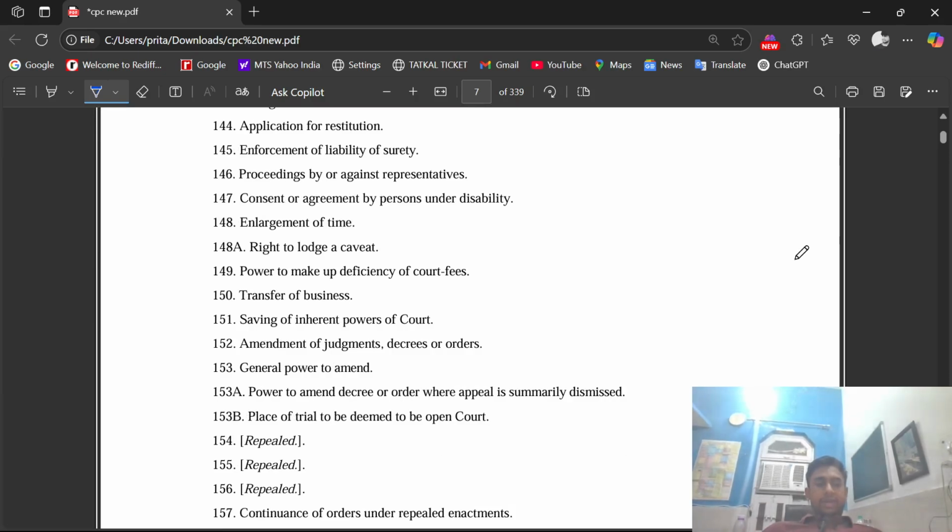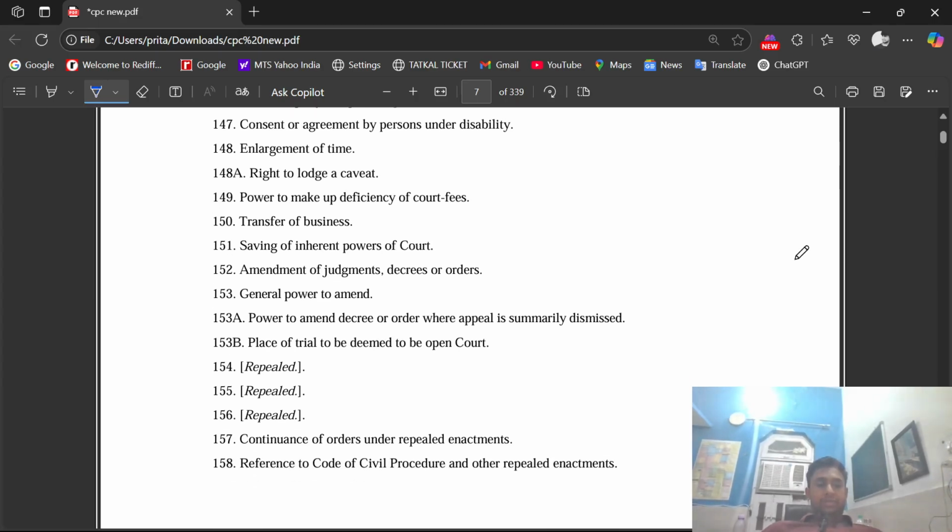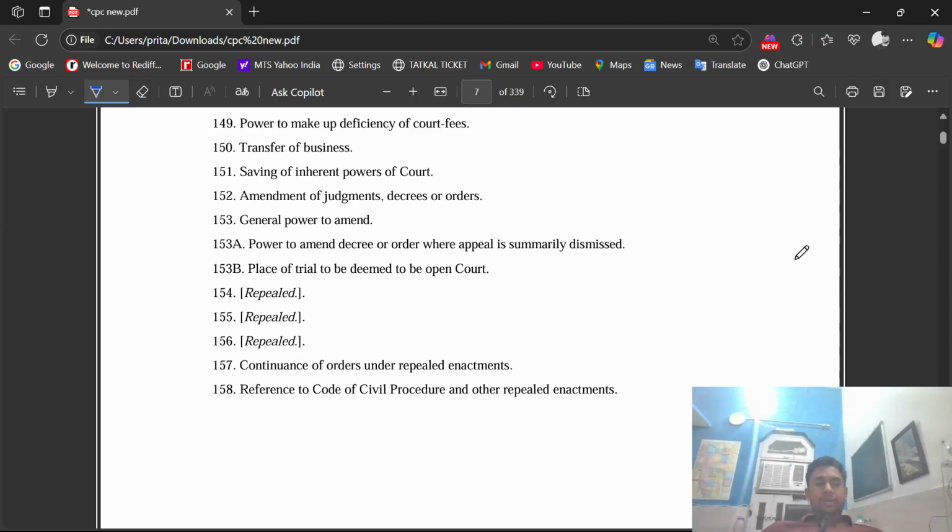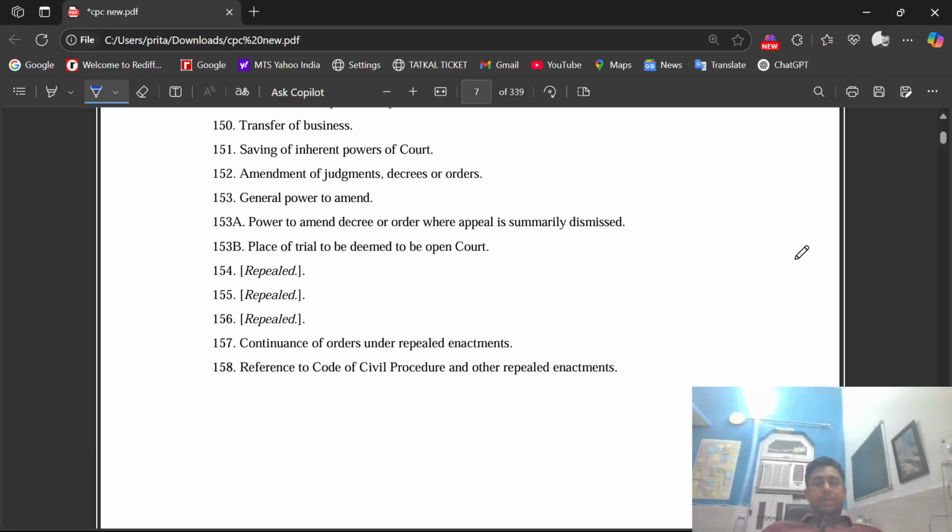Amendment of judgment, decree and order. Section 153, general power to amend. Section 153A, power to amend decree or order where appeal is summarily dismissed. Section 153B, place of trial to be deemed to be open court. Section 154, 155, 156 have been repealed. Section 157, continuance of orders under repealed enactment. Section 158, reference to Code of Civil Procedure and other repealed enactments.